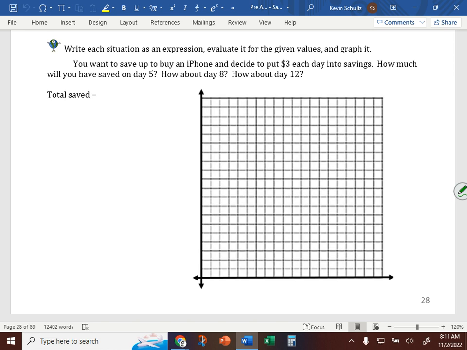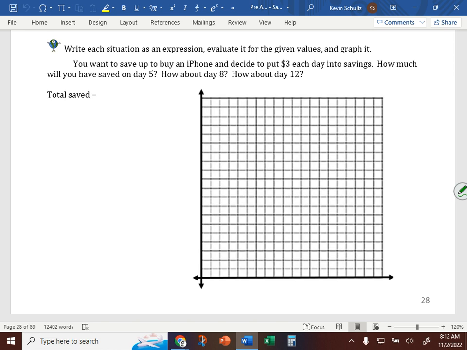A lot of algebra is going to be graphing stuff, representing data on the coordinate plane, whether it be an equation or a chart, scatter plots, or whatever. But we're going to do what we did up at the top, only then put it on the coordinate plane. So it says, write each situation as an expression, evaluate it for the given values, and then graph it. You want to save up to buy an iPhone and decide to put $3 each day into savings.